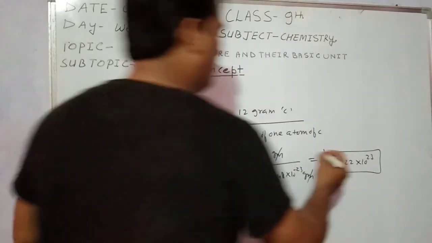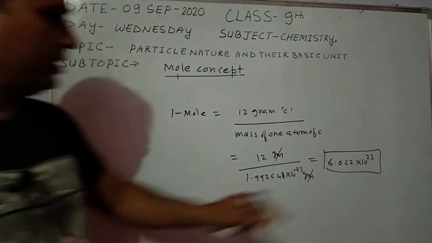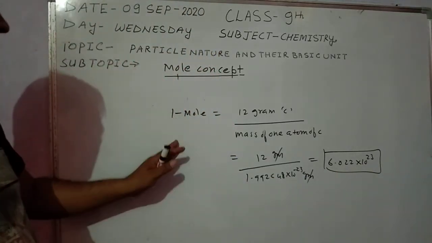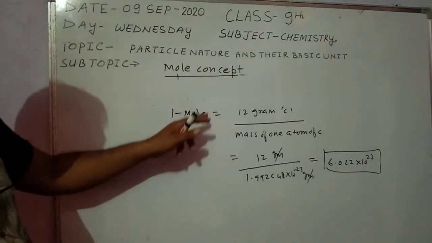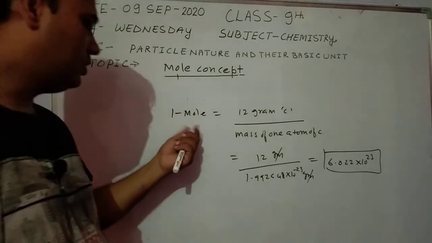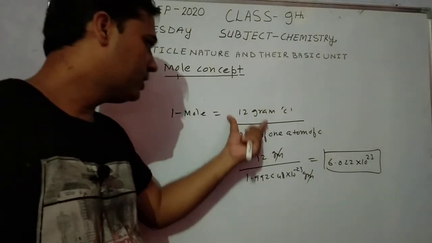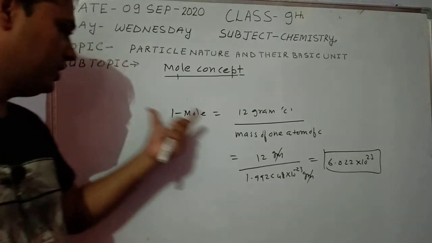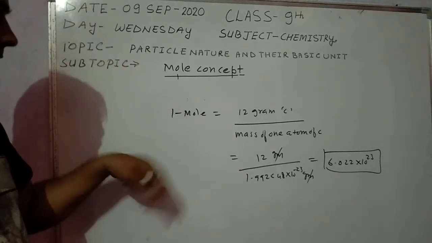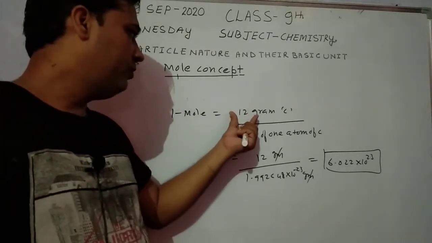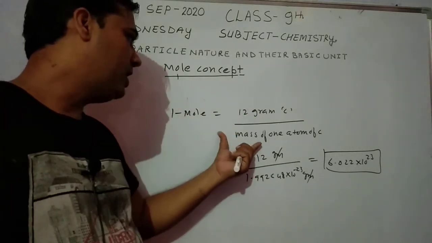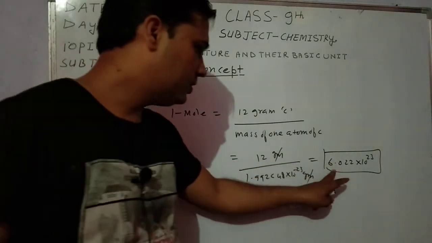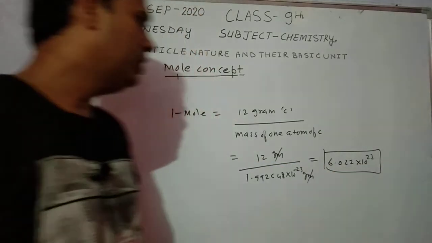So 1 mole is equal to 6.022 into 10 power 23. So in this way we can easily define 1 mole is equal to the total number of carbon atoms present in 12 gram of carbon. We can define it another way: it is the ratio of 12 gram of carbon and the mass of 1 atom of carbon. So 1 mole is equal to 6.022 into 10 power 23.